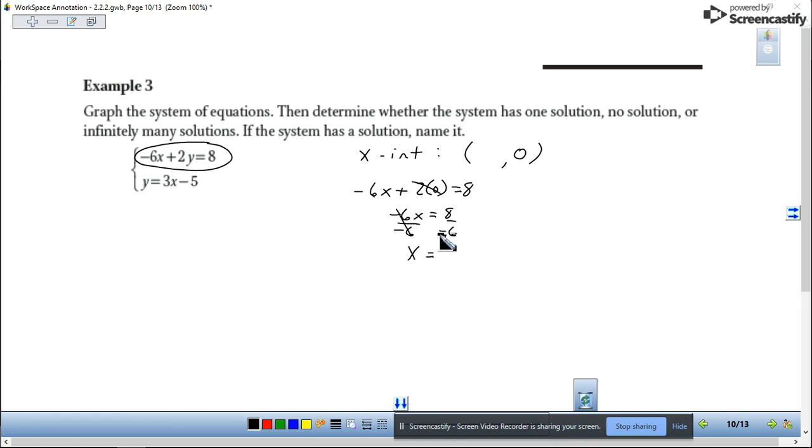And that's going to be x equals 4/3, negative 4/3. Now you may look at that and say, oh, I don't want to do that because I'm going to get a fraction. I don't want to try and graph a fraction. That's fine. You don't have to. Okay.